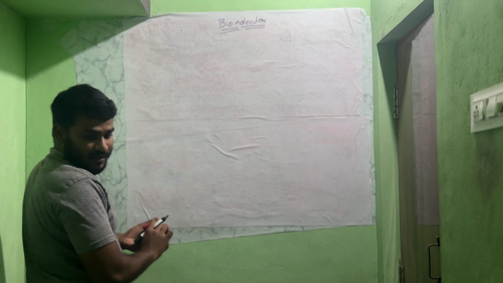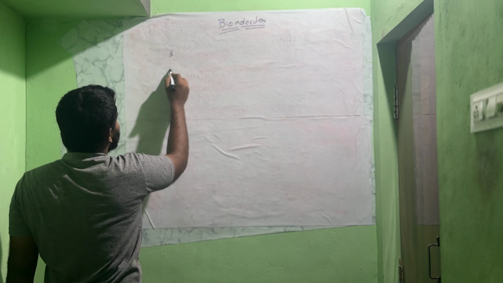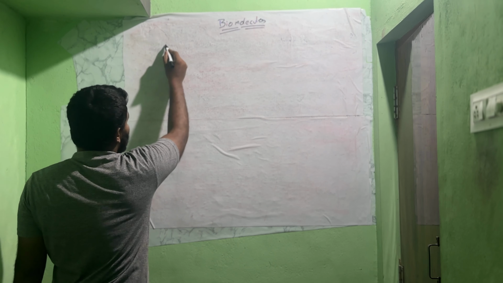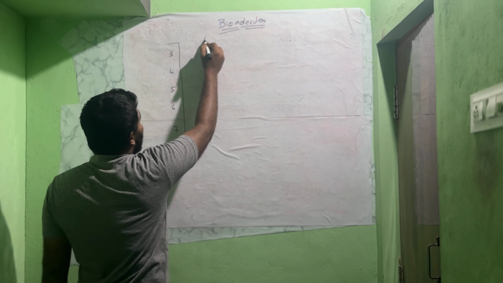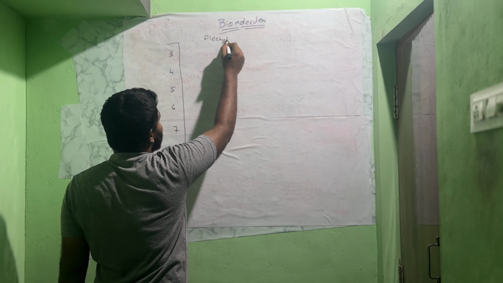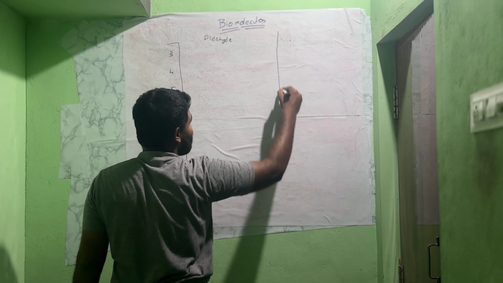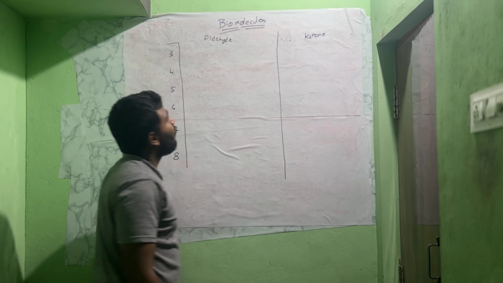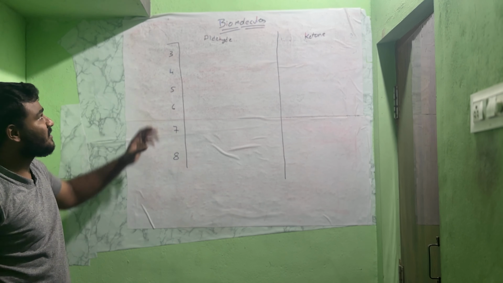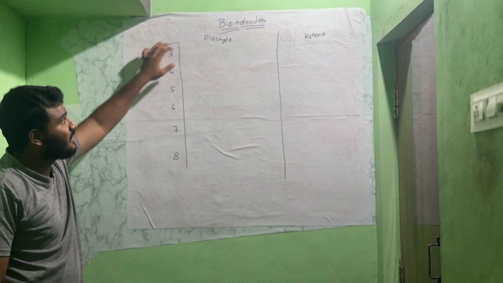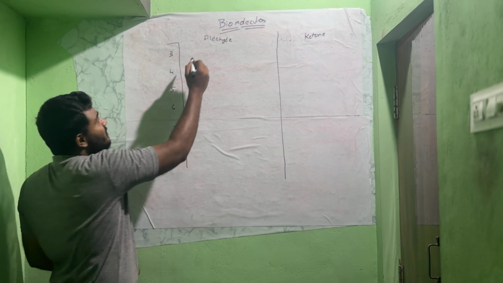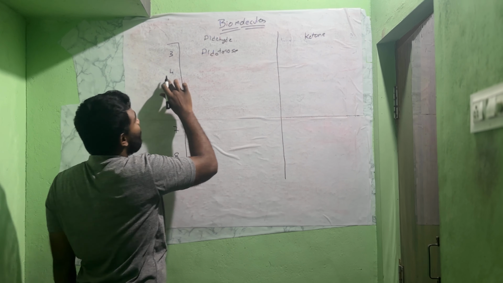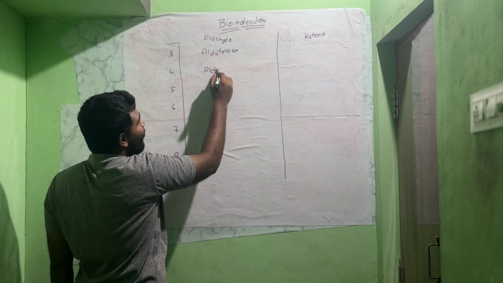For example, number of carbons 3, 4, 5, 6, 7, 8, and aldehyde or ketone as a functional group. I am defining this for monosaccharides. If a monosaccharide contains carbon number 3 with aldehyde as a functional group, it is called aldotriose. And 4 carbons is called aldotetrose.